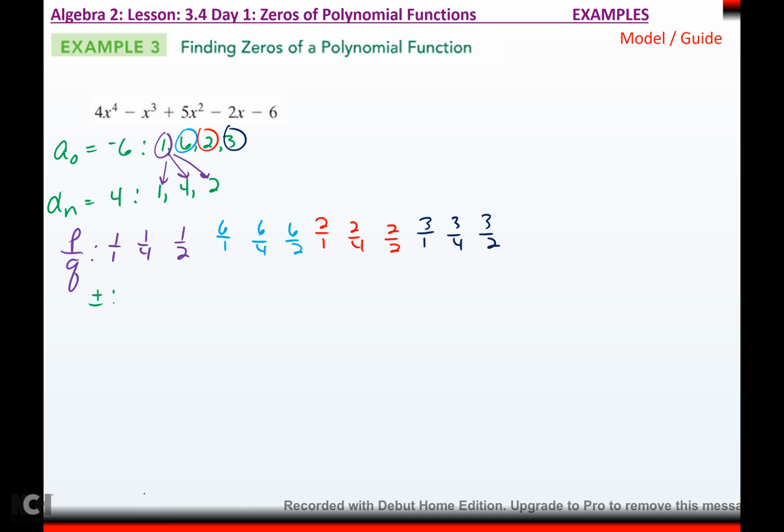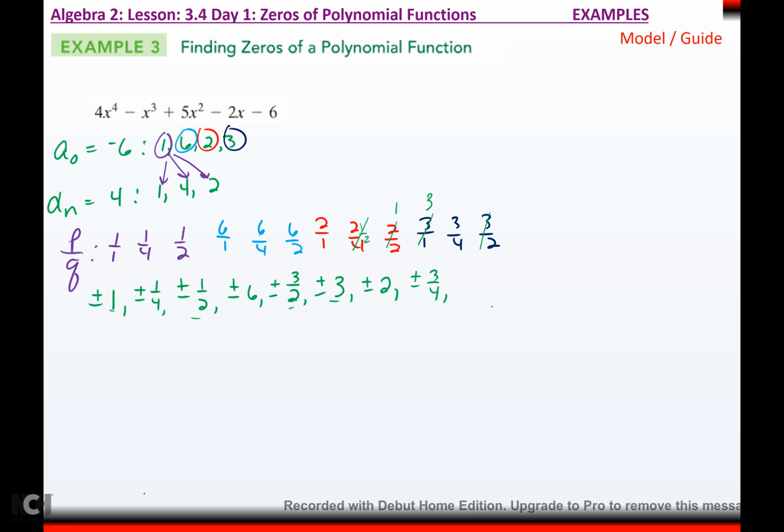I have plus or minus 1, plus or minus 1/4, plus or minus 1/2, plus or minus 6. This reduces to plus or minus 3/2. This 6 over 2 reduces to plus or minus 3. 2 over 1 is plus or minus 2. 2/4 reduces to 1/2, and I already have it. 2 over 2 reduces to 1, and I already have it. 3 over 1 reduces to 3, and I already have it. I don't have 3/4, and I already have 3/2. So there's my possible rational zeros.